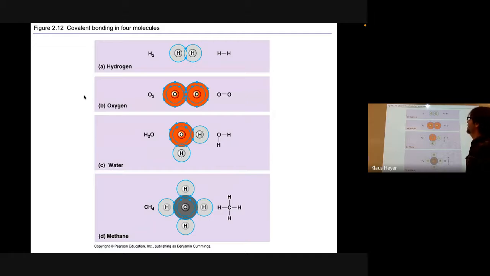So covalent bonds. When atoms share electrons. These are examples of covalent bonds. We'll start with the one at the top. If you look at the top, this is hydrogen.